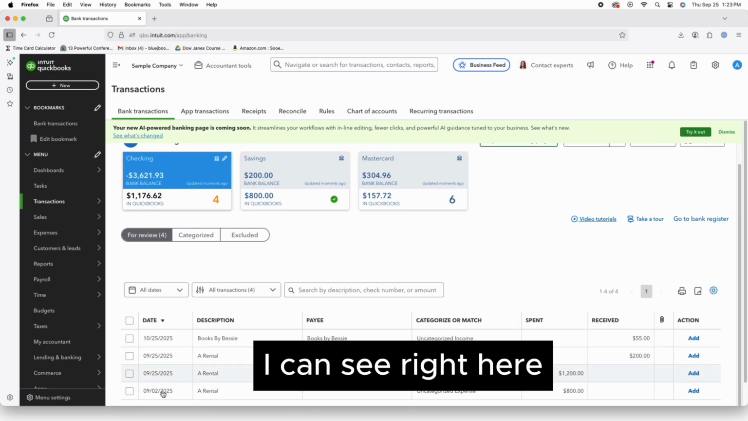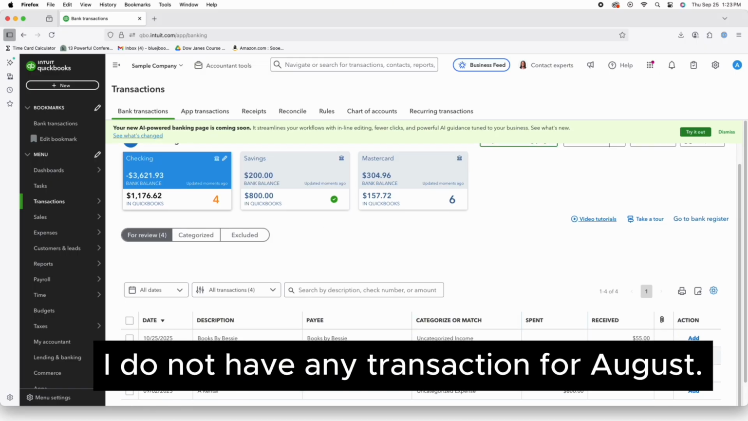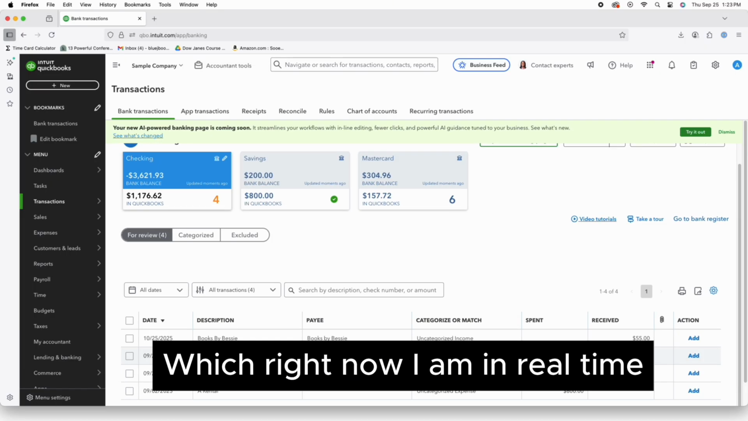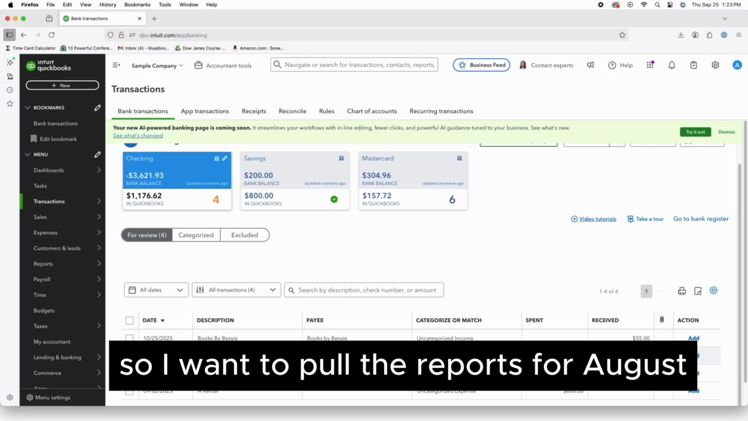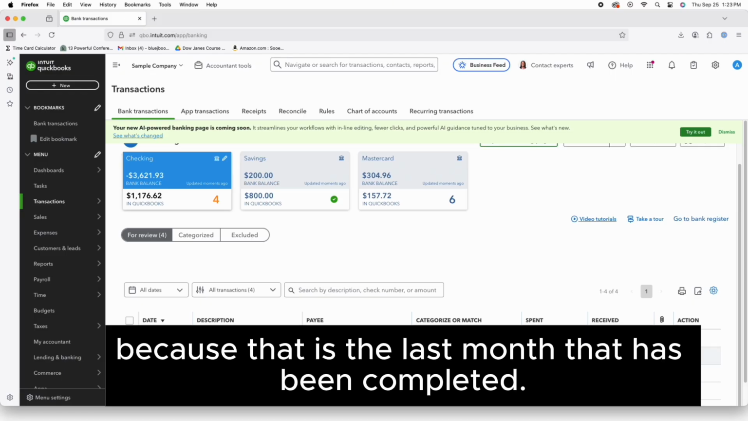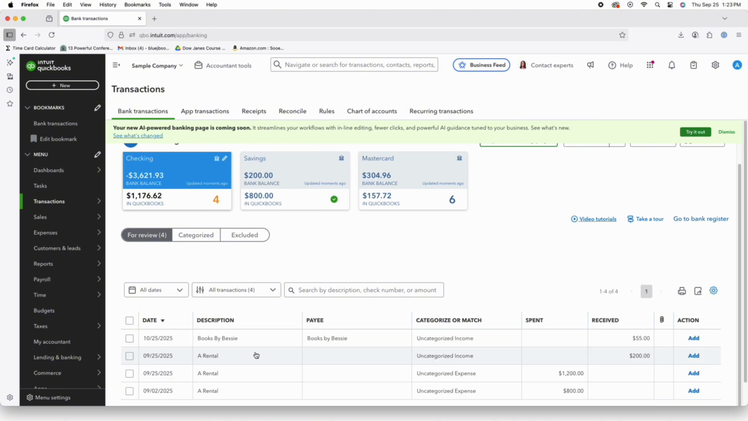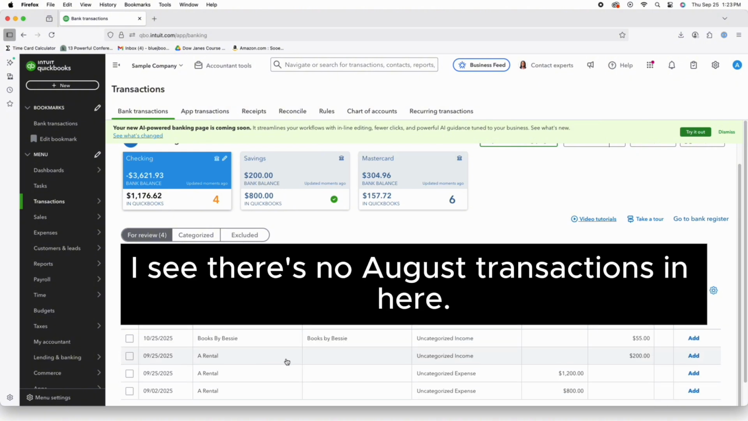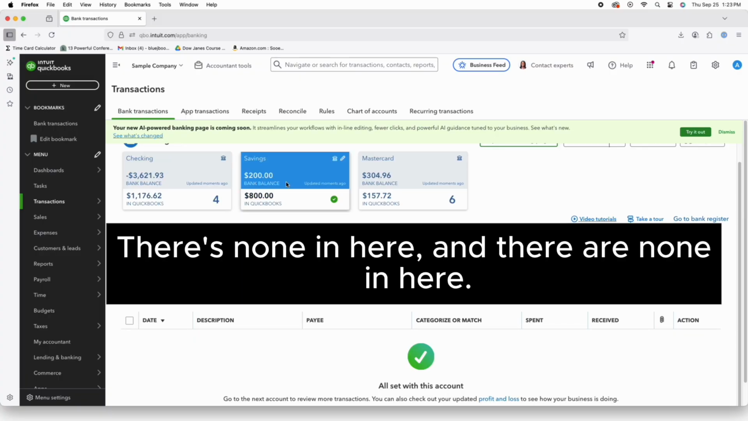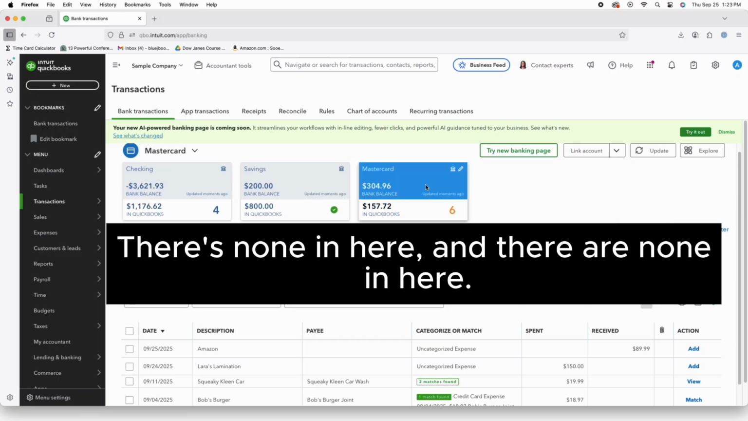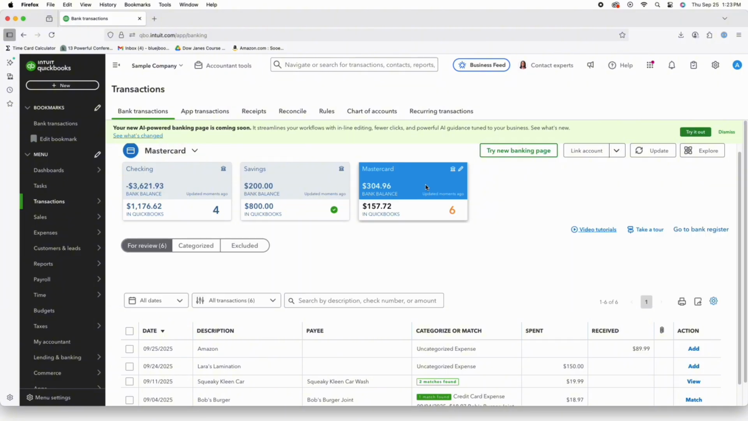I can see right here I do not have any transactions for August, which right now I am in real time in the month of September. So I want to pull the reports for August because that is the last month that has been completed. I see there's no August transactions in here. There's none in here. And there are none in here.